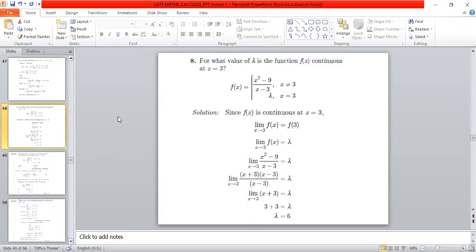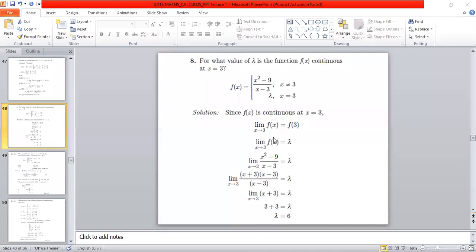Right, on the question: for what value of lambda is the function f of x continuous at x is 3? It is given that f of x is continuous at x is 3, and you have to find the value of lambda. As the function is continuous, we know that the limit of f of x as x tends to that number is f of that number itself. That is, limit x tends to 3, f of x is f of 3 by definition of continuity, and f of 3 is nothing but lambda. So it is lambda.